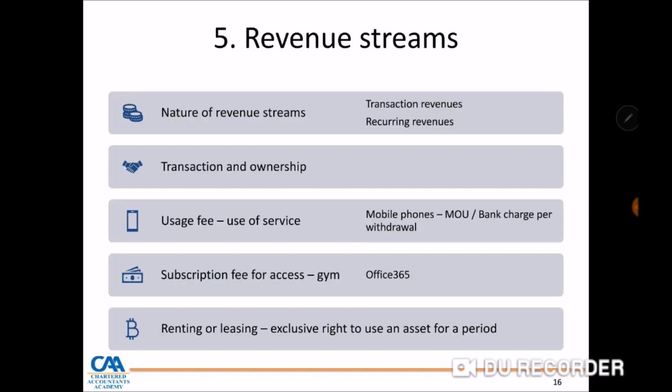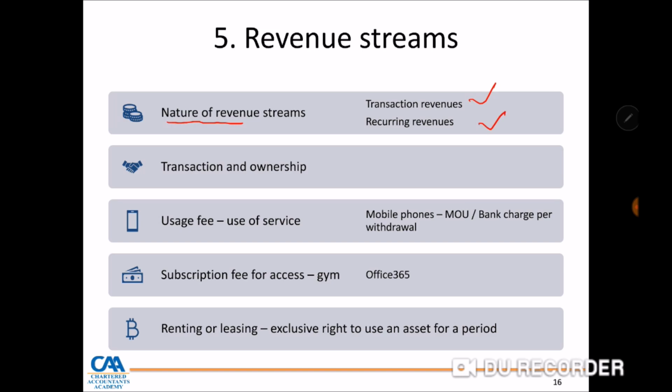Then the next building block is the revenue streams. I think revenue streams are one of the core items. Yes, we now have the customers. Yes, we now have the distribution channels. But how exactly are we going to make our money? So, the nature of revenue.